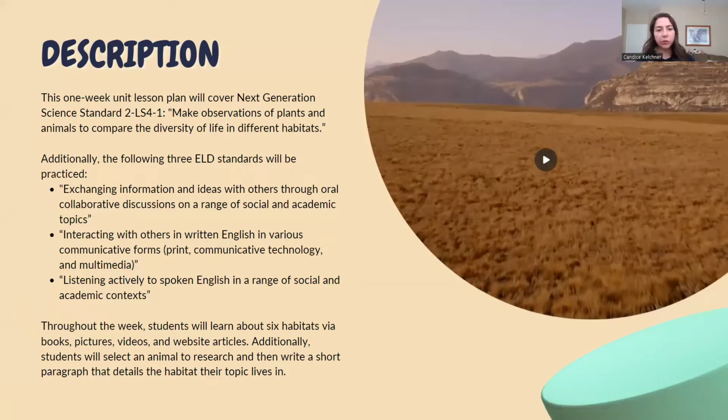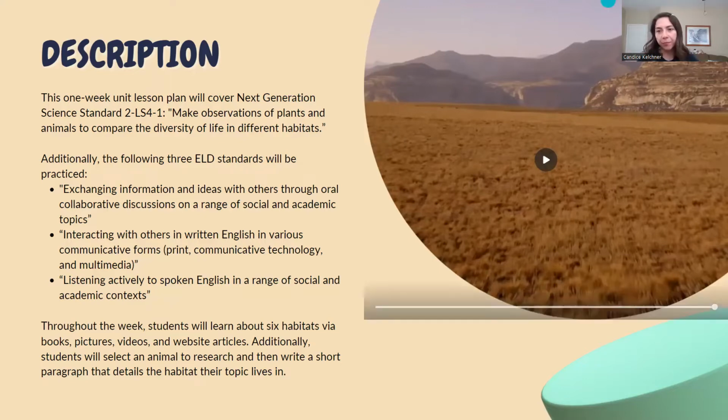Throughout the week, students will learn about 6 habitats that will be discussed in the next slides. They'll learn about these habitats via books, pictures, videos, and websites. And then starting Wednesday, that'll take us to the end of the week, students will begin writing about an animal and the habitat that they live in.